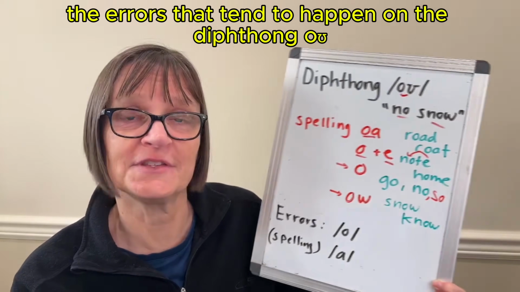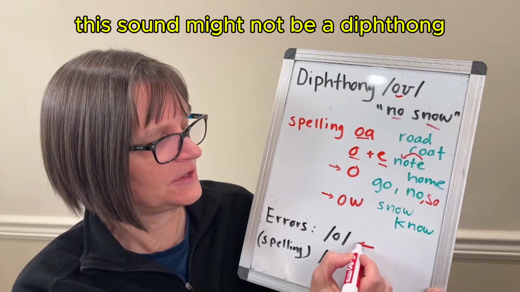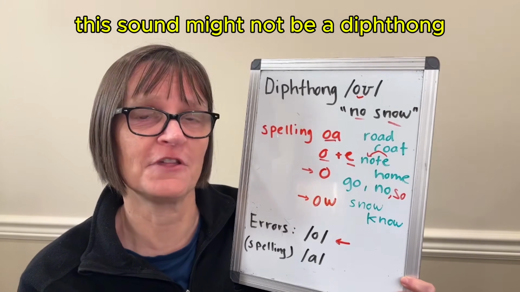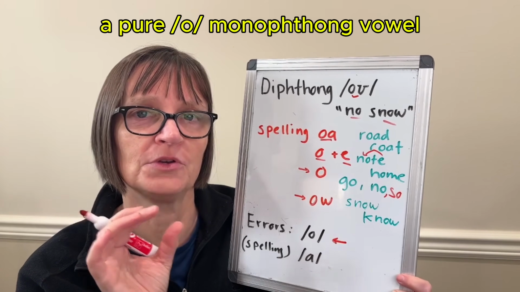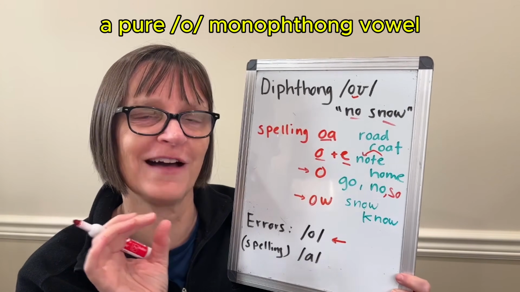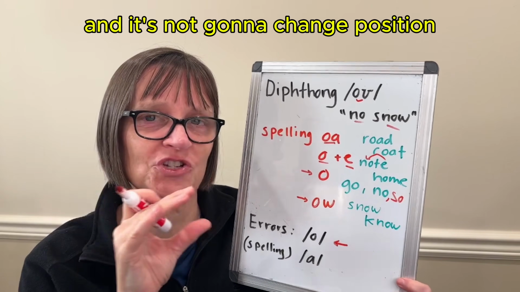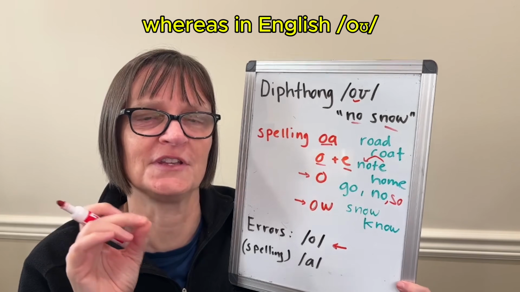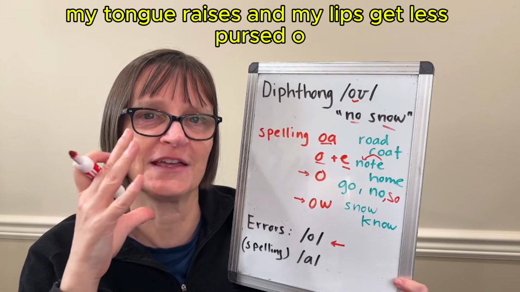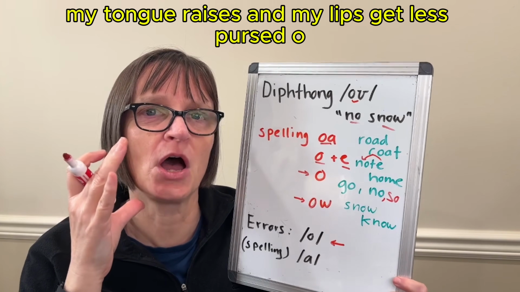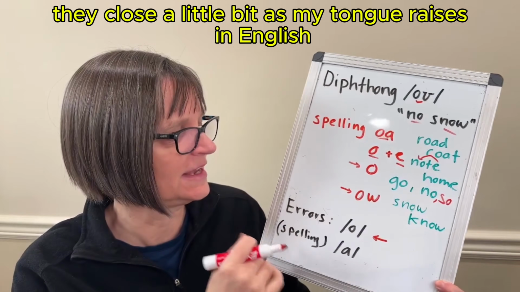So the errors that tend to happen on the diphthong O is that in your language, this sound might not be a diphthong, meaning it doesn't slide. You may just have an O, a pure O monophthong vowel. So in your language, O is going to be shorter and it's not going to change position. Whereas in English, O, my tongue raises and my lips get less pursed. O, they close a little bit as my tongue raises in English.